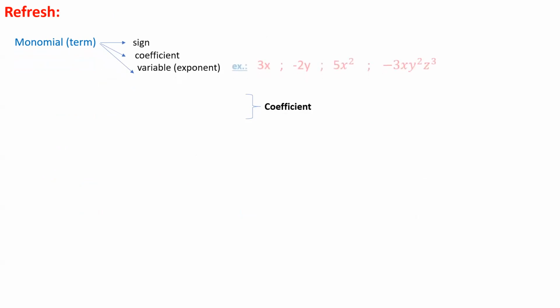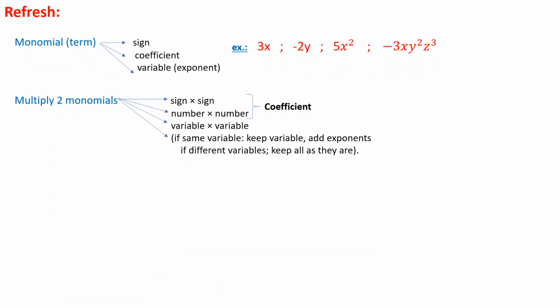Now we will refresh our memory of things we studied before, and these are very important rules. When we talk about a monomial or a term, each monomial has a sign, a coefficient, and a variable, and the variables might have exponents. For example, 3x is a monomial, minus 2y is a monomial, 5x squared, minus 3xy squared z cubed. These are all monomials.